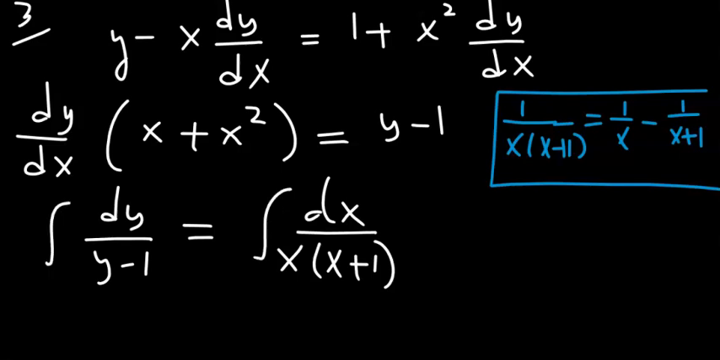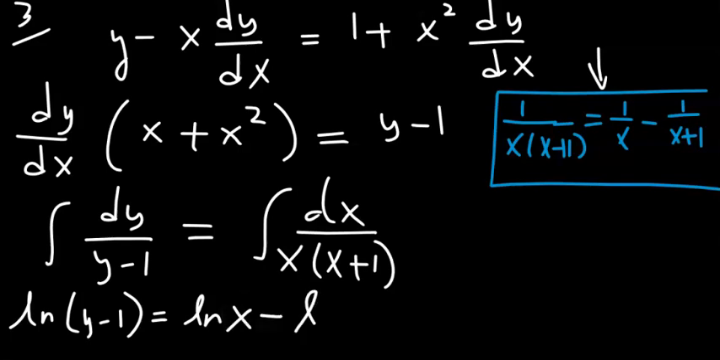So now we integrate both sides. The left-hand side is just natural log of y minus 1. The right-hand side, using the method of partial fractions, you will get natural log of x minus natural log of x plus 1 plus an integration constant, let's call it natural log of a.